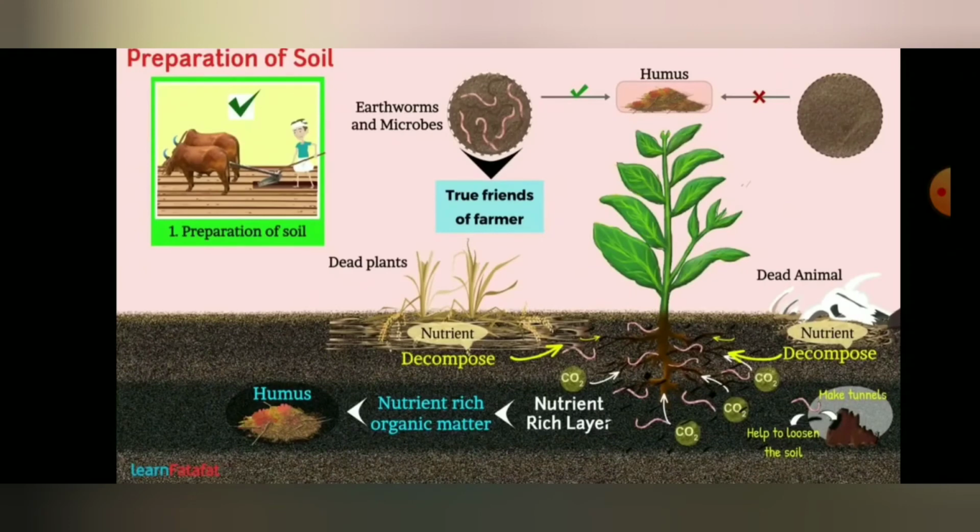So this is about how to loosen the soil. What is ploughing? The process of loosening and turning the soil by using the plough is called ploughing. How the plough looks, I will show next. In the next slide I will show how the plough looks like. Understood? So this is about the very important thing, the preparation of the soil.